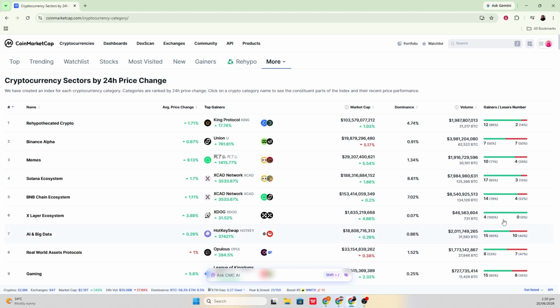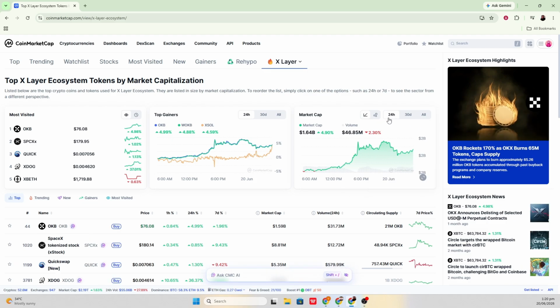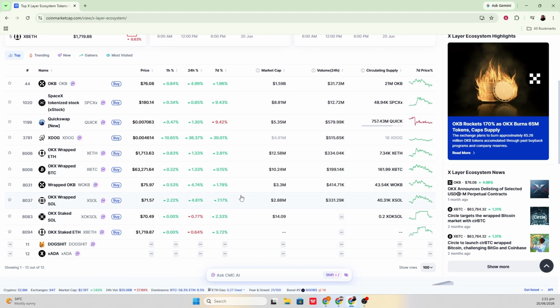Now, select a category and use the available filters. Choose either the 24-hour or 7-day filter depending on your research period. For a longer holding period, select the 7-day filter. Sort the results and look for coins showing steady growth instead of coins that have already made a large move.